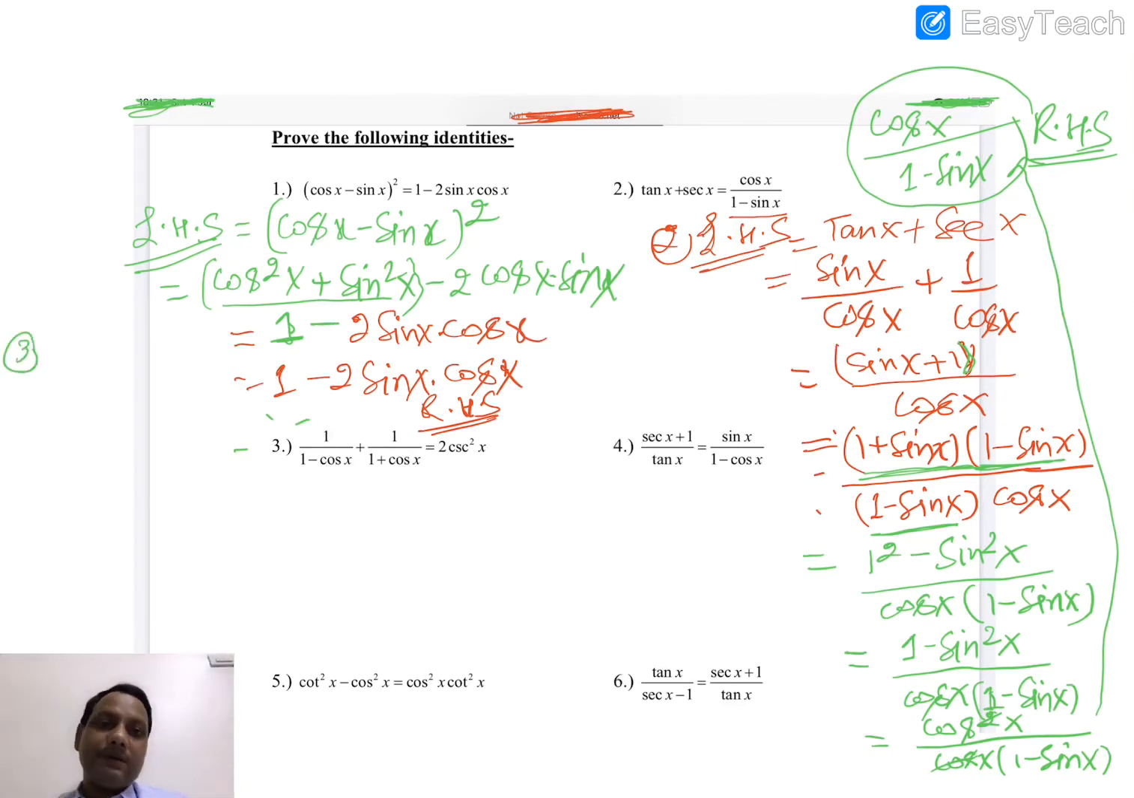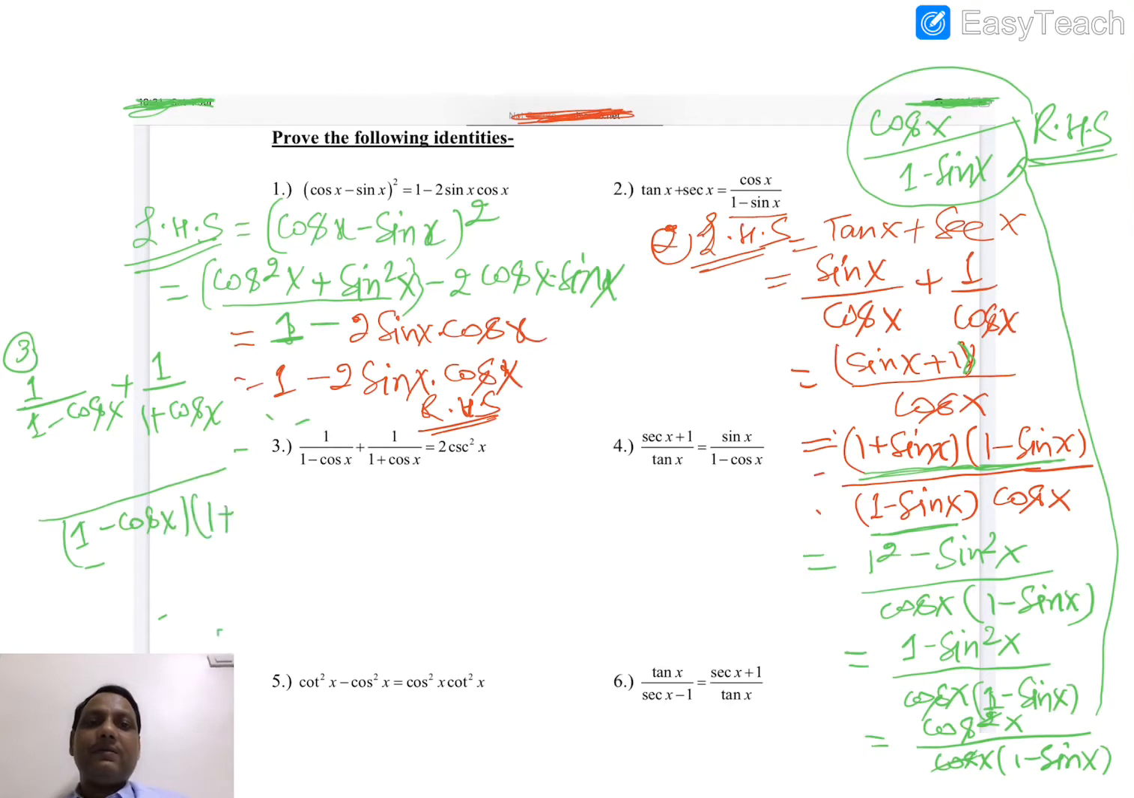So question number 3, here we have 1 over 1 minus cos x plus 1 over 1 plus cos x. So total LCM we are going to get here is 1 minus cos x and 1 plus cos x. Okay guys, so you all know here the denominators we have to make the same, so multiply up and down here and here by 1 plus cos x and here by 1 minus cos x.